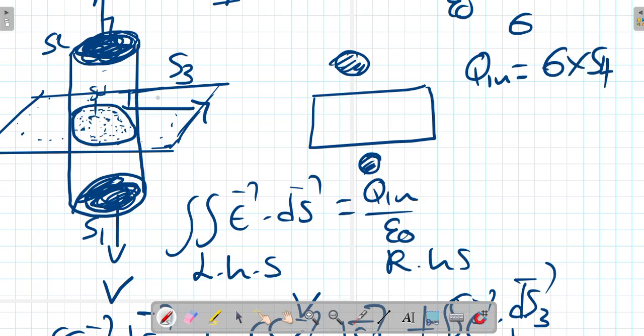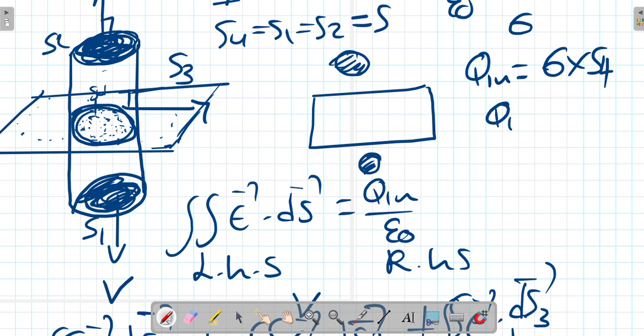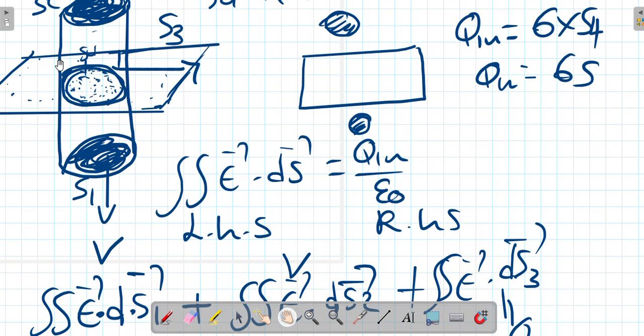Now this surface is S4. We know that S4 is equal to S1, which is equal to S2, which we're just calling S. So Q in will be equal to sigma S, as simple as that. This is why I call it surface density: to find the amount of charge, you multiply by the surface where that charge is. So if you've been given the surface density and want to know the charge here, you just multiply the surface density by the surface.